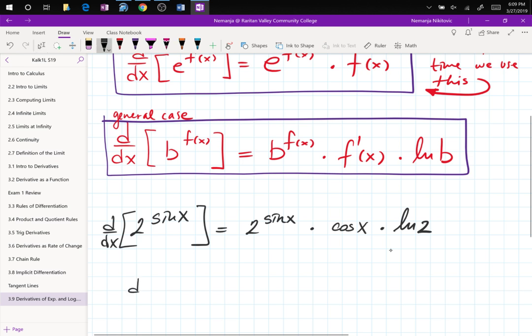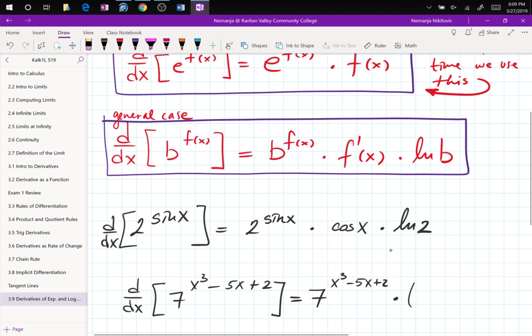I also mentioned something with base 7 raised to the x cubed, let's make it up, minus 5x plus 2. Same deal. You copy the exponential part the same, times the derivative of the function, which is 3x squared minus 5, times ln 7.